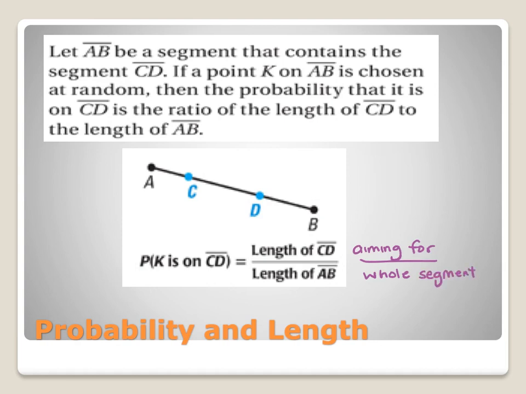So if I had drawn this on the board and I had asked somebody to go to the board and put point K anywhere on AB, what we're looking at here is what's the likelihood that person would put it between C and D. And to find that, we would get the length of CD and we would put it over the length of AB. So these will be simplified fractions. We'll set them up as fractions and then reduce them as much as we can.